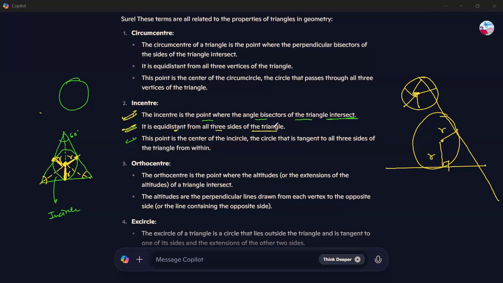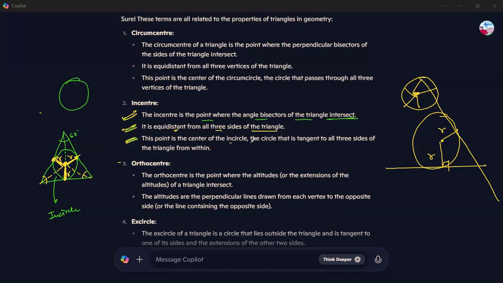Is this point clear? Should I repeat? No, sir. Clear, sir. Okay, then let's move ahead to the next point.